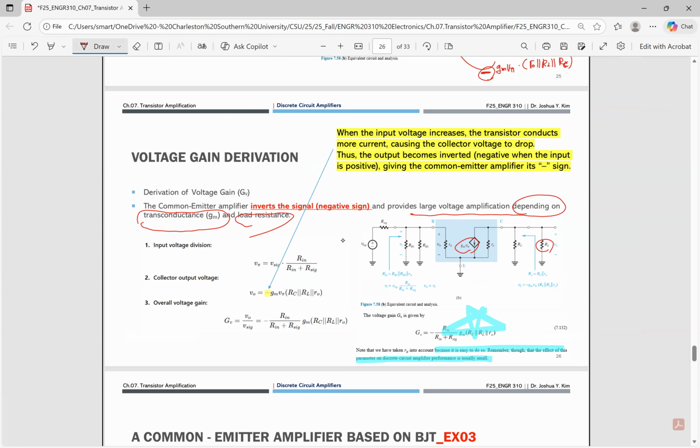So the input voltage divisions we learned before in here, and the collector output voltage. This is the collector part. The output voltage right there, keep in mind, this is the plus and minus, because this is the ground and this is the node here. Usually the current is in this direction.